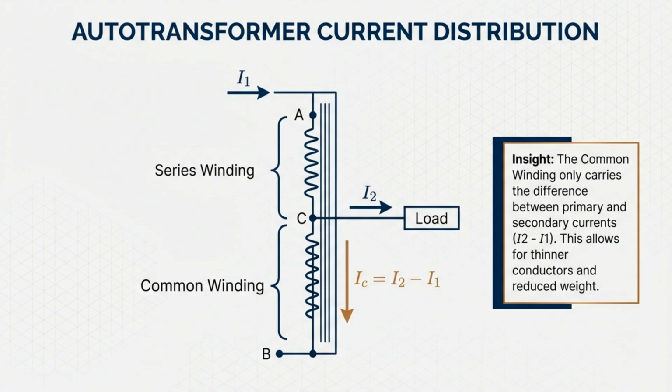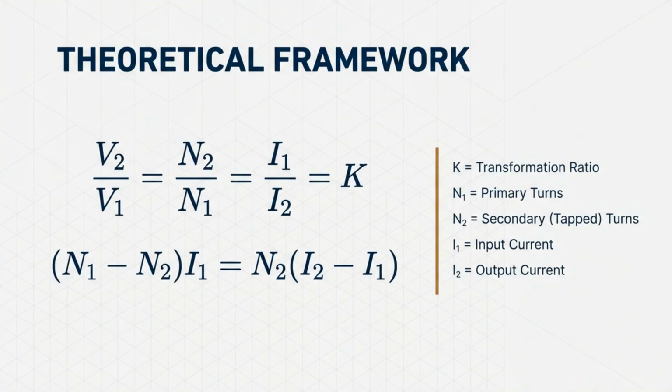In an autotransformer, the common winding carries only the difference between the primary and secondary currents. This lower current, I sub C, allows for thinner conductors and reduced weight in the common winding. The theoretical framework starts with the voltage and turn ratio relationship, which equals the transformation ratio K. This leads to the current relationship used in understanding copper savings.